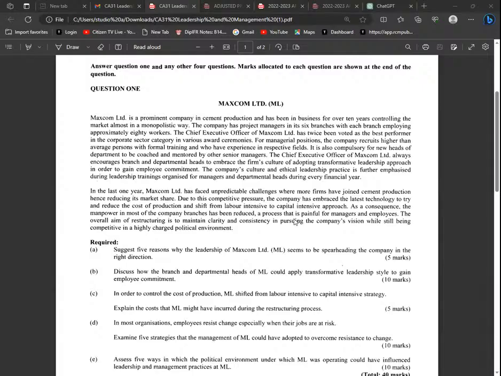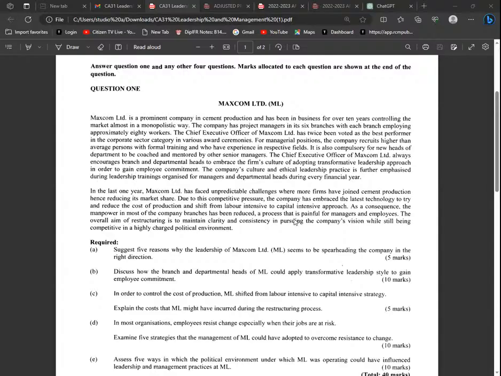The overall aim of restructuring is to maintain clarity and consistency in pursuing the company's vision. At least they have a vision. When you have a vision, of course, that tells me that this company is being run in the right direction while still being competitive in a highly charged political environment.